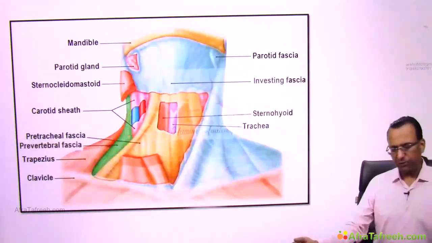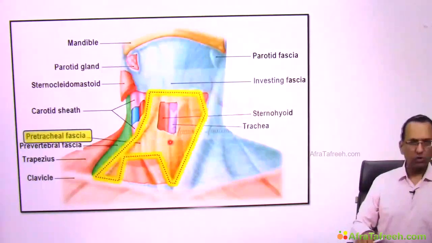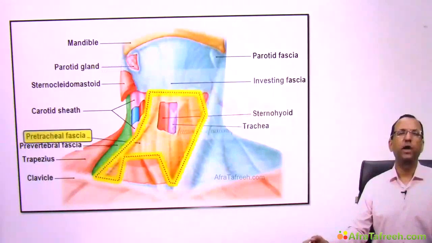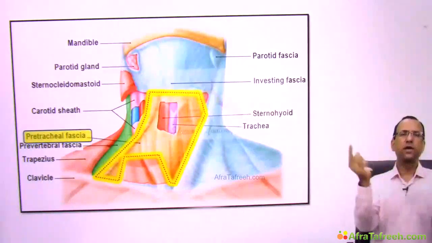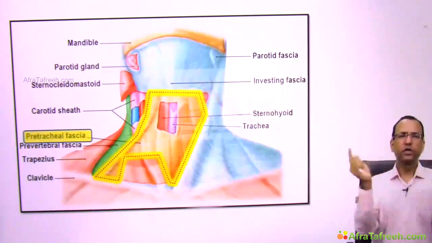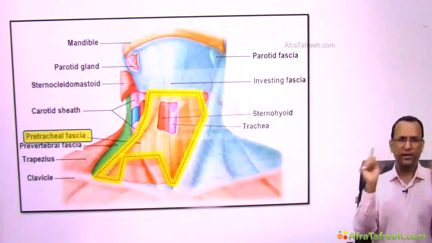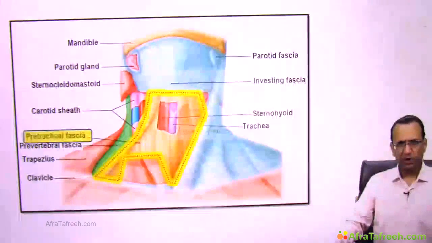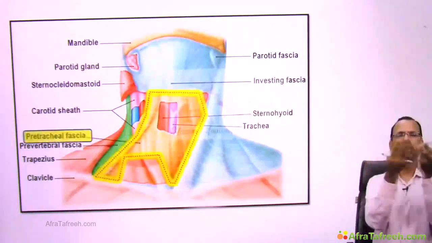Then there is one fascia which is in front of the trachea, the pretracheal fascia. I don't think it is only in front of the trachea, it is going around the trachea. Yes, it is also circumferential. It is in front of the trachea, on the side of the trachea, and then it will go behind the pharynx and esophagus. You mean to say the pretracheal fascia is not only in front of the trachea but anterolateral to the trachea, covering the trachea? Yes.